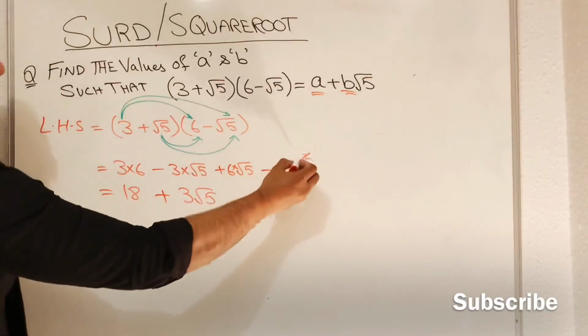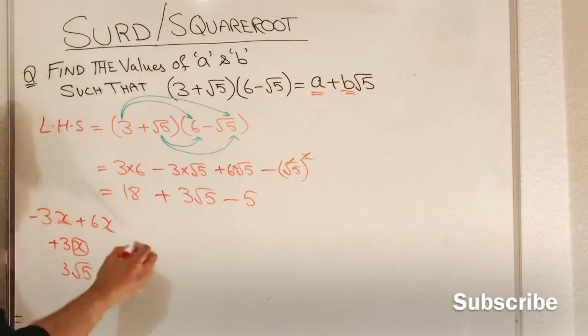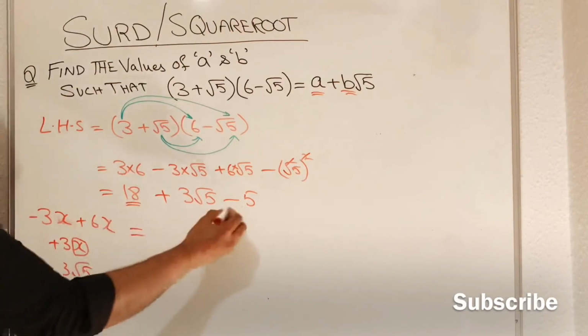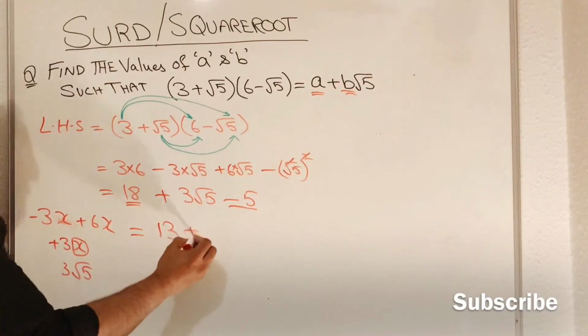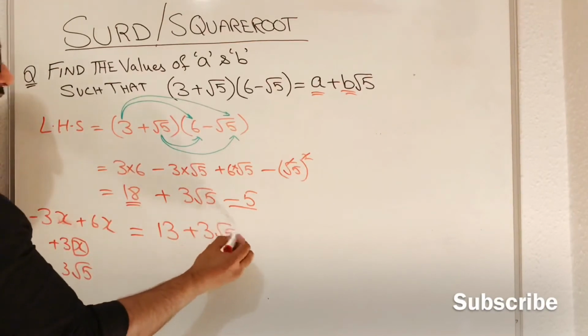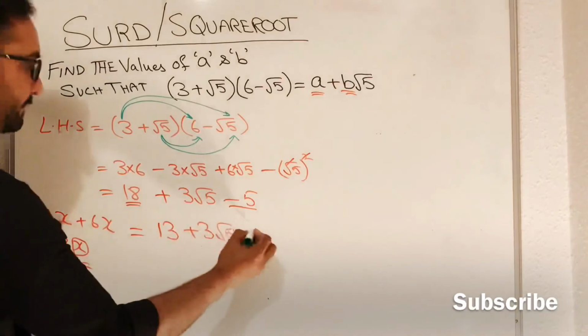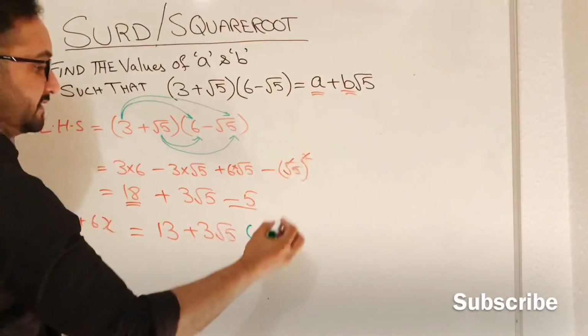And then the square cancels with the square root, and the value we get is 5. In here 18, take away 5, we get 13 plus 3 under root 5. So now we have that answer. But when we compare, whatever answer comes there, we have to compare with the right hand side.